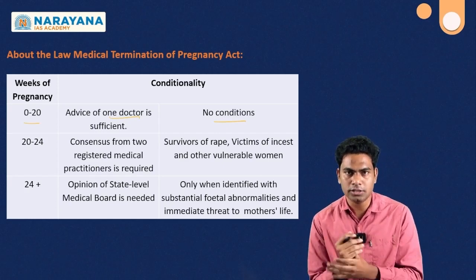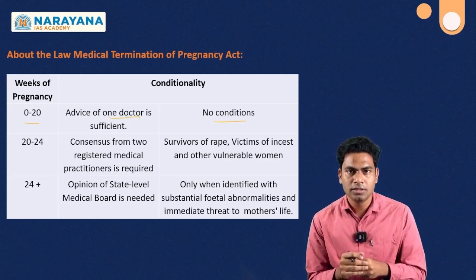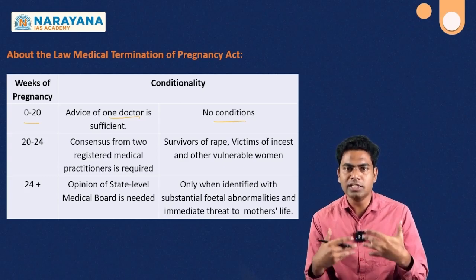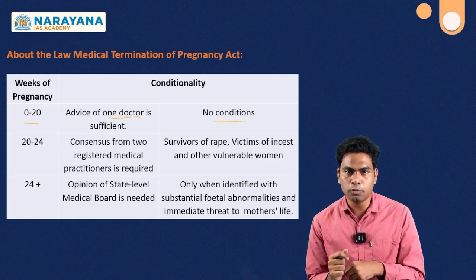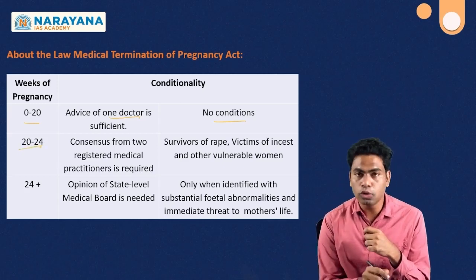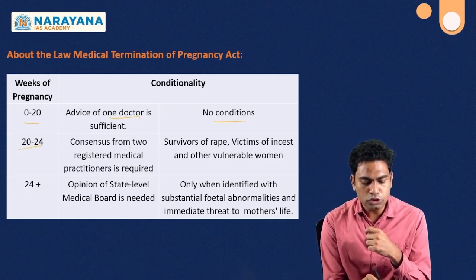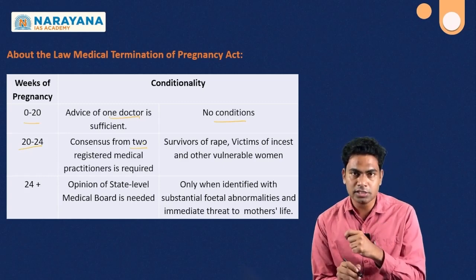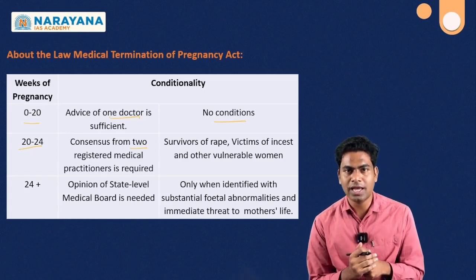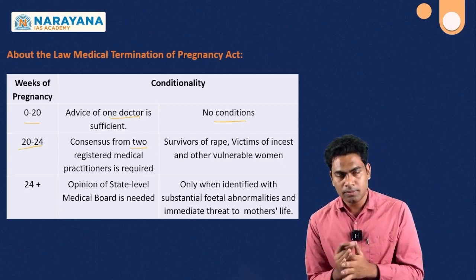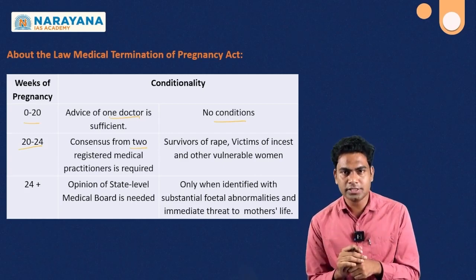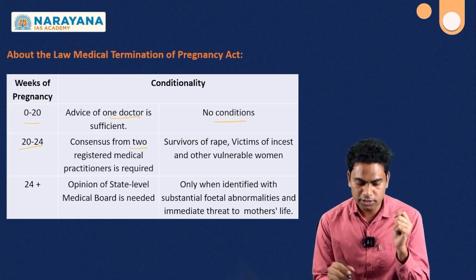It is her choice. But after 20 weeks, conditions are to be met by the woman, and only then could she exercise the right to reproductive choice. That is from 20 to 24 weeks. The consensus of two registered medical practitioners is required. That is, two doctors have to give their assent to the woman. Then only she could exercise the right to reproductive choice.